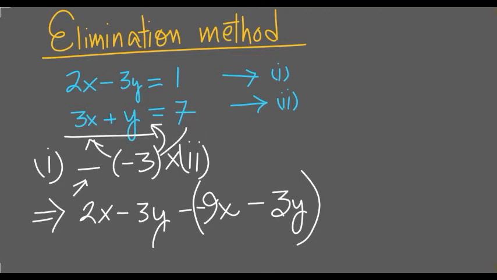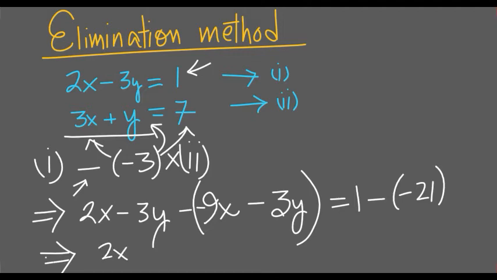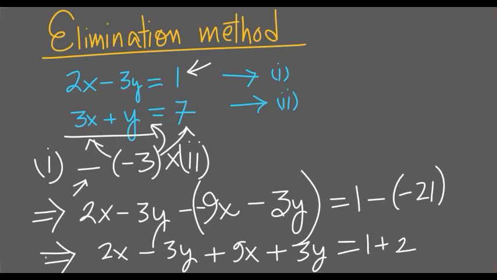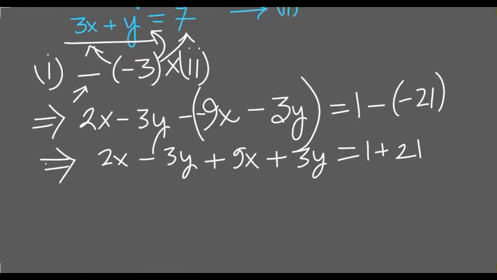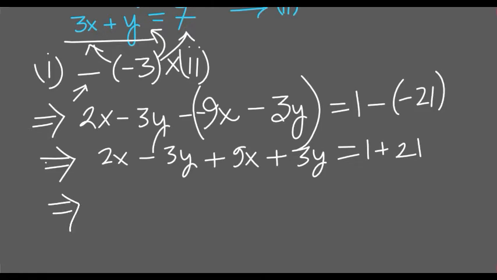On the right hand side the first equation is not changed, hence we write 1, and then since we are subtracting we give the minus sign, and minus 3 should be multiplied to 7, so it is minus 21. So here this 3y and this 3y will get cancelled, and you will see how. Twice x minus 3y plus 9x plus 3y equal to 1 plus 21. So as you see, the 3y and 3y get cancelled, and you have 11x equal to 22. 1 plus 21 is 22.